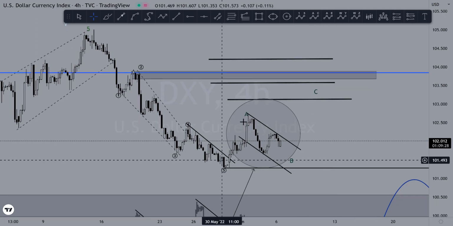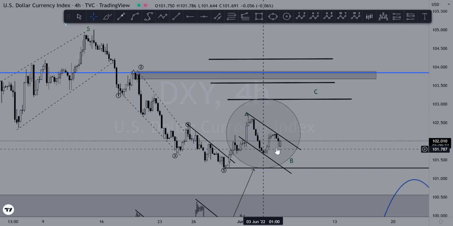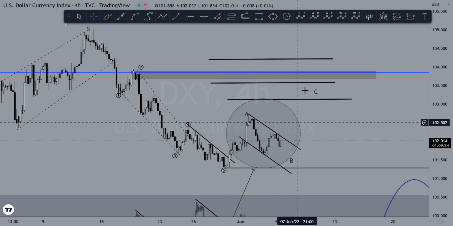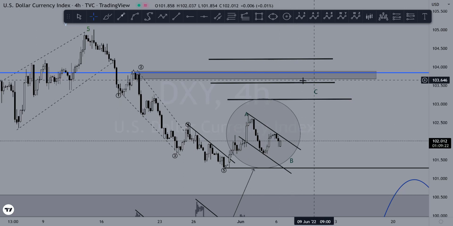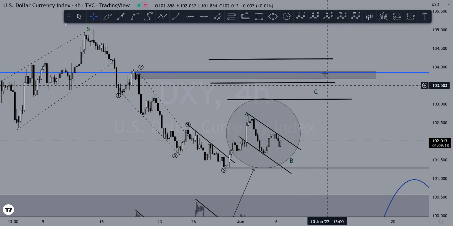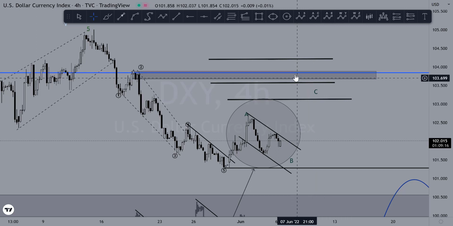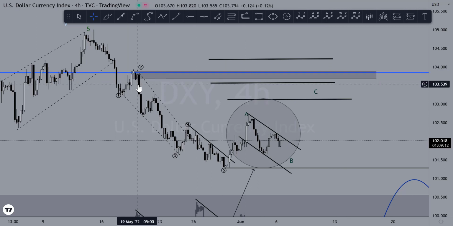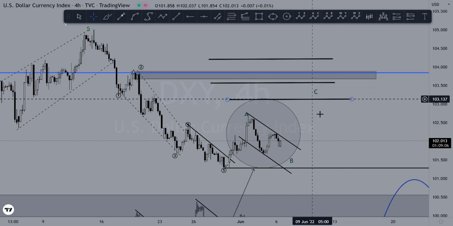I'm expecting this to develop into a proper correction before sending price to these levels I have indicated here, either this level, or this particular area where I've indicated that region with this order block, after having closed this void in price given here. So this is what I'm expecting on DXY.